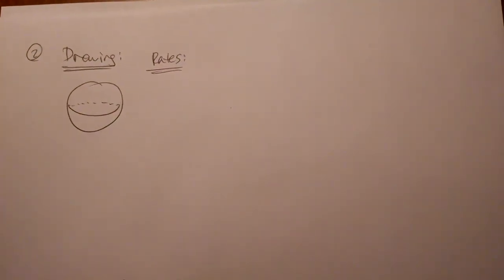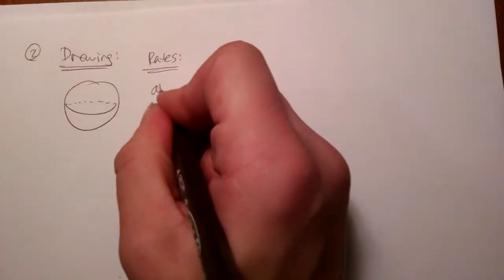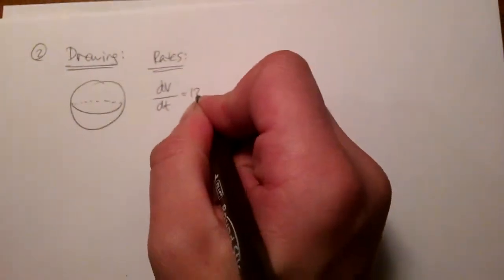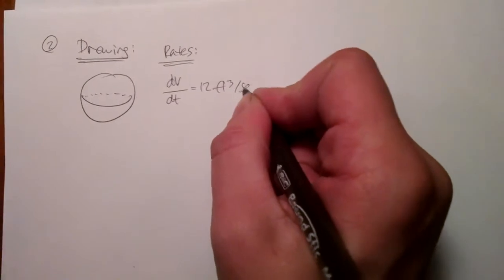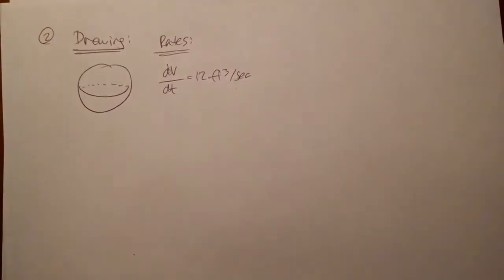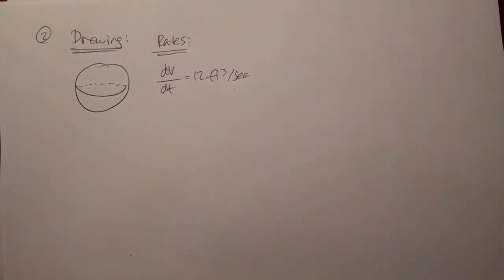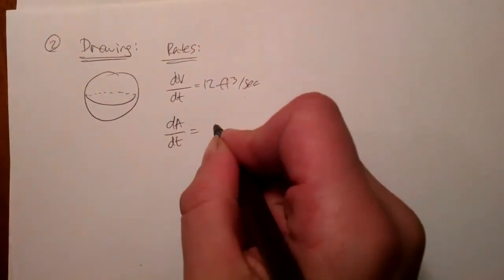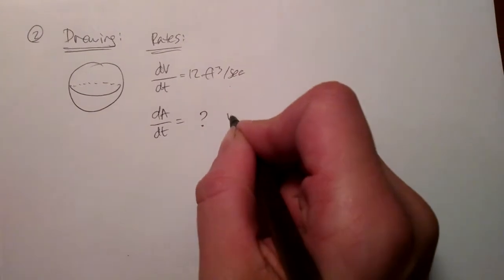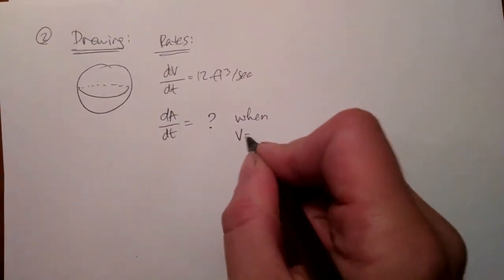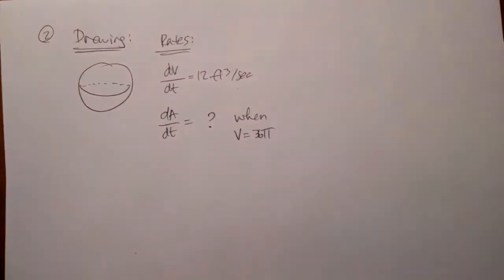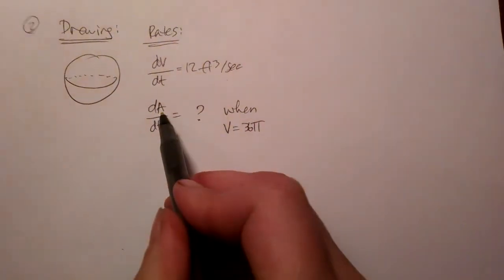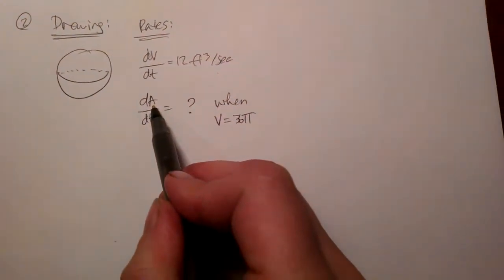If you take a look at this problem, it says the volume's increasing at a rate of 12 cubic feet per second. So dV over dt is equal to 12 feet cubed per second. Then they're asking us how the surface area is increasing. So that's dA over dt equals what? We don't know what it is, but we're going to look for it when the volume is 36 pi. Now this A is area, not angle.